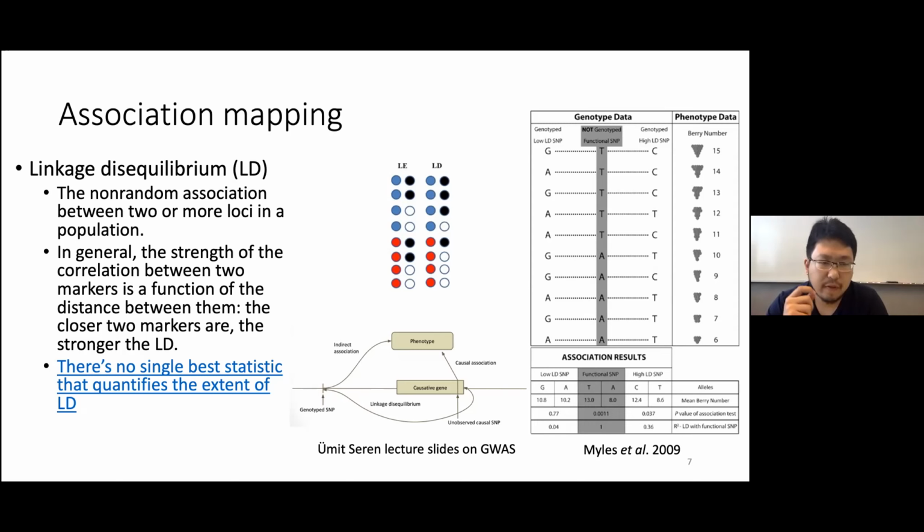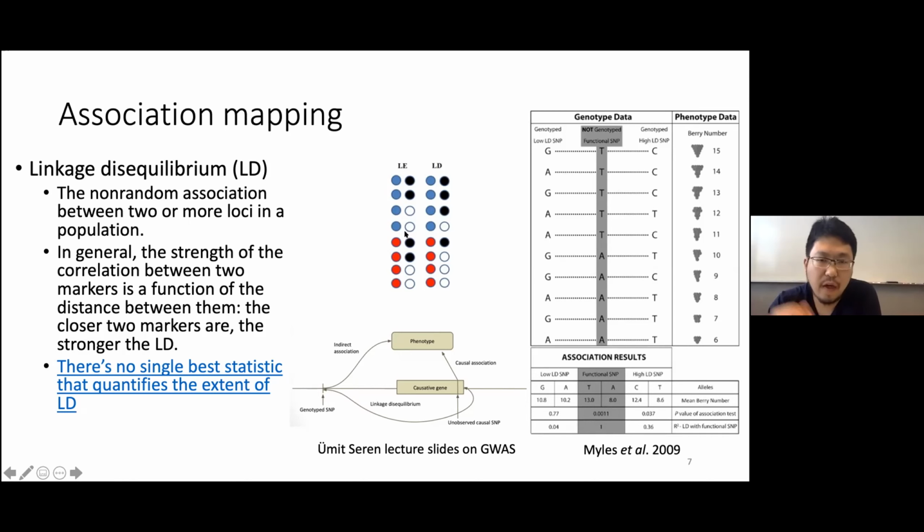The definition of LD is the non-random association between two or more loci in a population. This is caused by a lot of genetic factors, including selection, recombination rate, mutation rate, genetic drift, etc. An example here is illustrated with these dots. There are four types of dots here: the blue ones, the black ones, the white ones, and the red ones. Each of these is an allele.